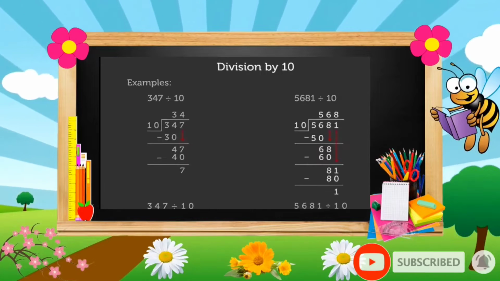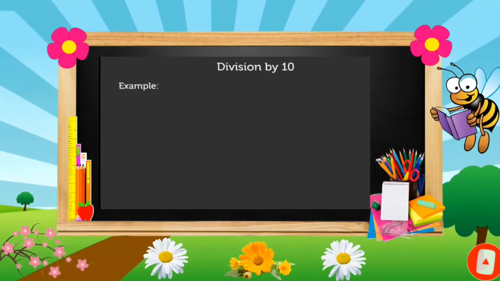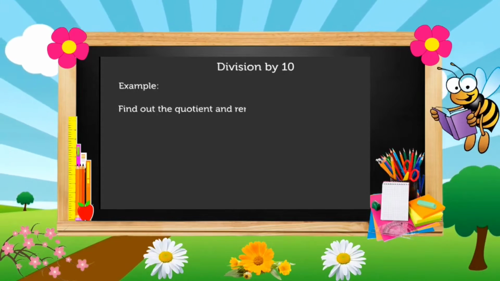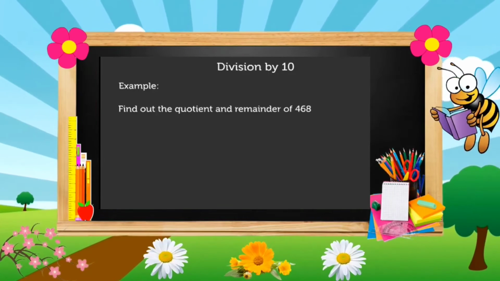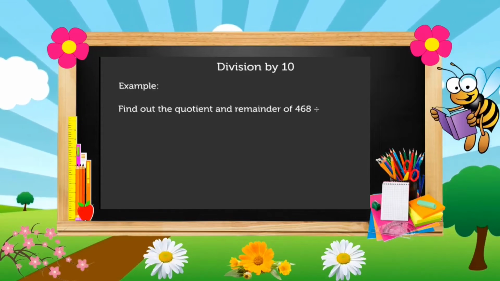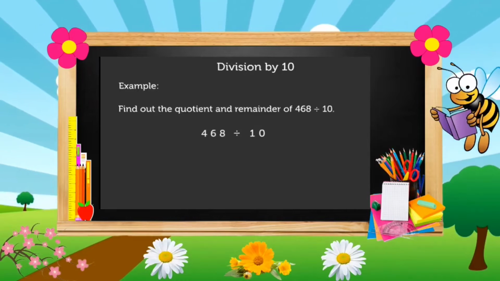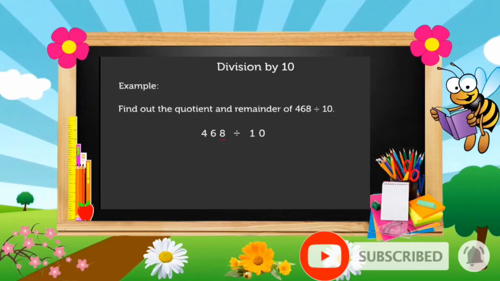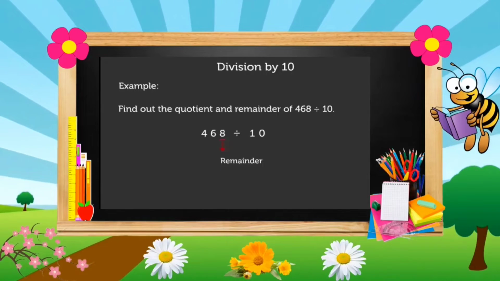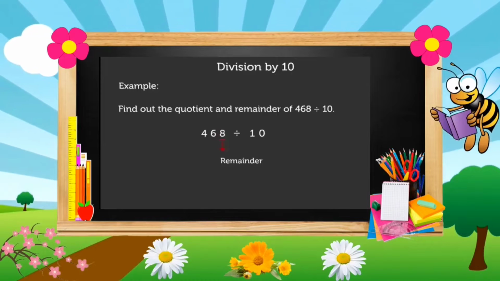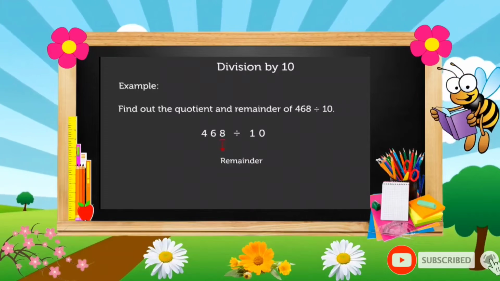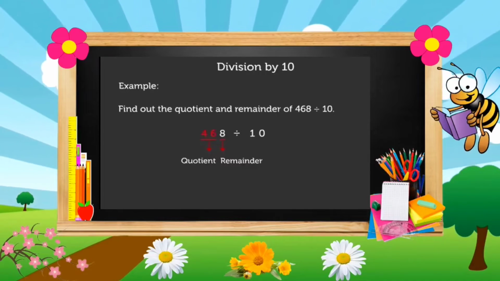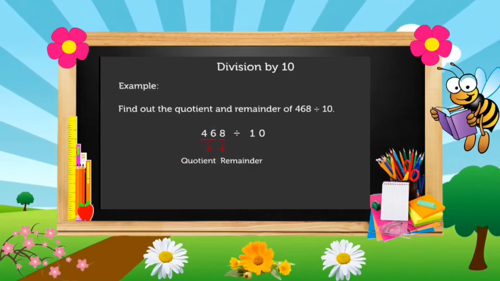Now let us solve one more example without actual division. Find out the quotient and remainder of 468 divided by 10. We already know that the digit in the ones place of the dividend forms the remainder. Thus, here 8 is the remainder. Now the remaining digits form the quotient. Thus, here 46 is the quotient.